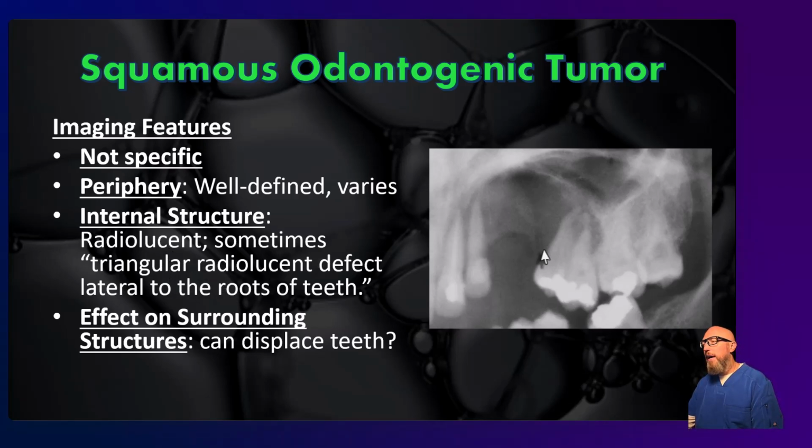These can be well defined, but that somewhat varies. In fact, looking at this, I would say that it's somewhat ill-defined lesion, but the fact that it's pushing teeth apart tells you it's something that's displacing teeth, something that may have more of a solid mass to it like you would expect with a benign tumor.